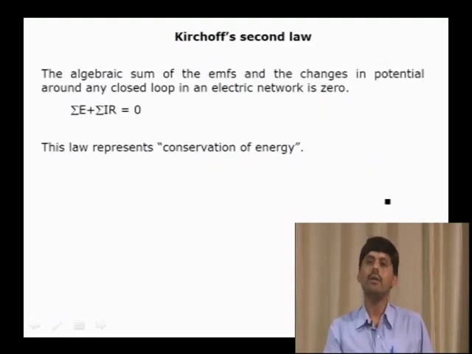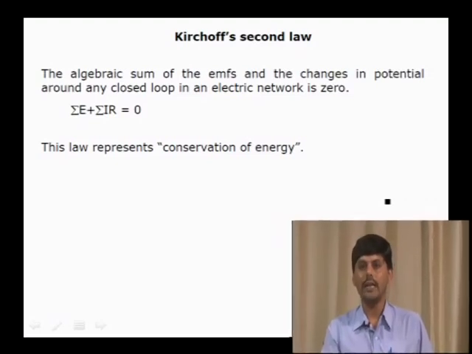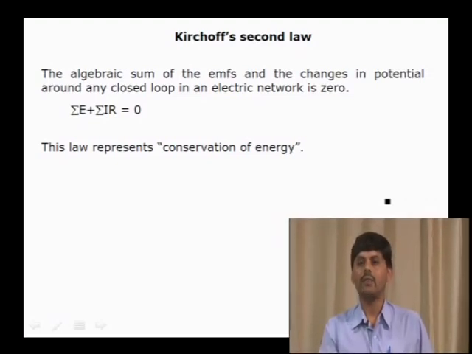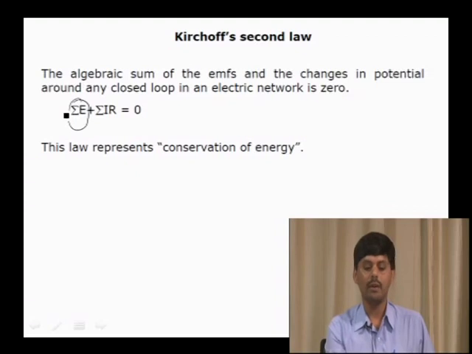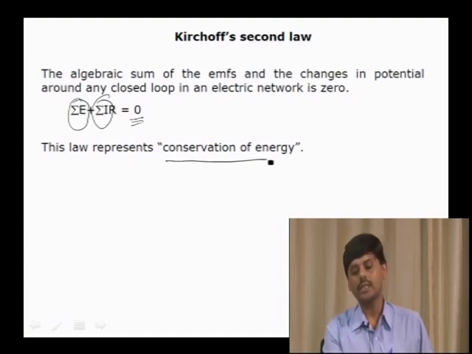The algebraic sum of the EMFs and changes in the potential around any closed loop in an electrical network is 0. That is sigma E plus sigma IR is equal to 0. This is the algebraic sum of the EMFs. This is the algebraic sum of the potential changes. The sum of these two is equal to 0. This is a consequence of the law of conservation of energy. First law is a consequence of charge. Second law is a consequence of energy.